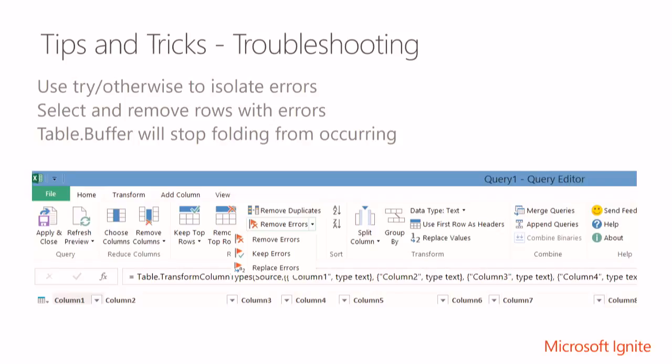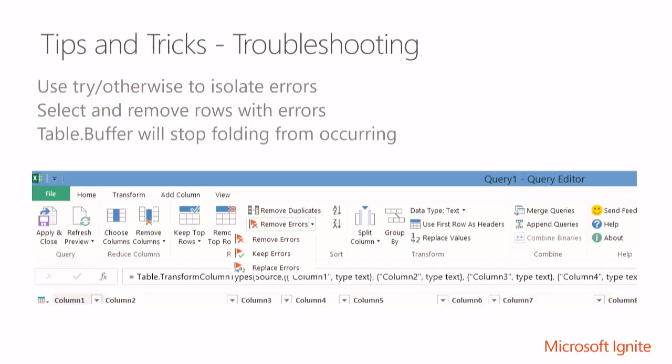Try and otherwise is very helpful. Like I said before, it's basically like a throw and a catch. So you can do a try. For my Box Office Mojo example, I could have done a try, call my get Mojo data function, and if that fails, I say otherwise null. Rather than having my whole query blow up, I just get back a null value.